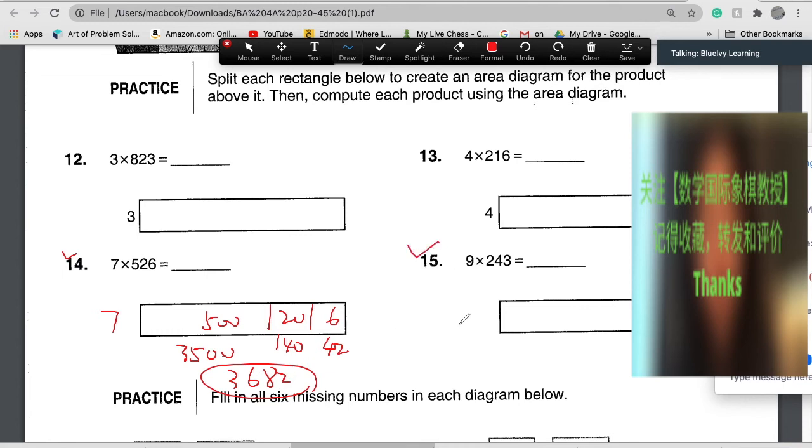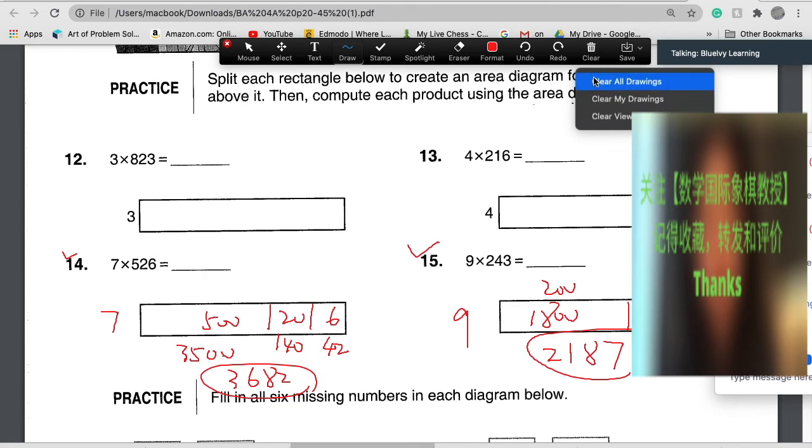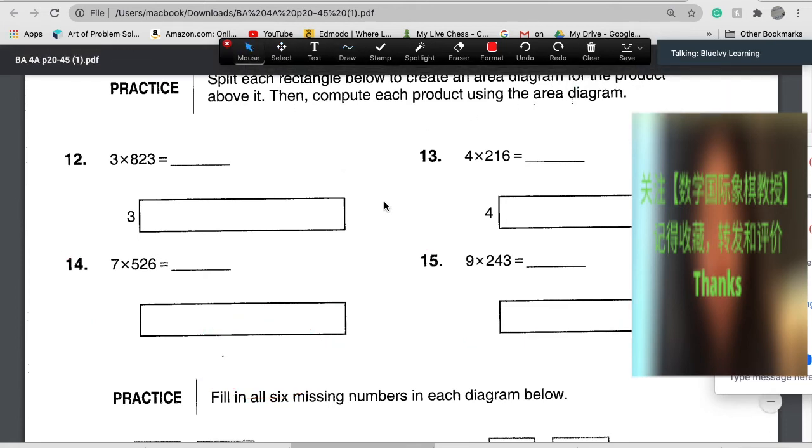Okay, now 15. Everybody work on this. This is 9. So this one that will be 200. This one will be 40. This one will be 3. Okay. So this one will be 1800. It will be 360. This will be 27. So you got this one 2,187. Yeah, Olivia got it correct. Samuel got it correct. And Winston also got it correct. Very good.